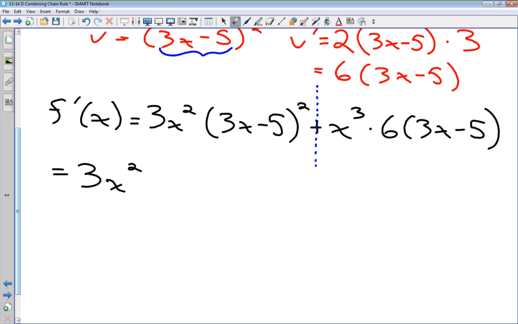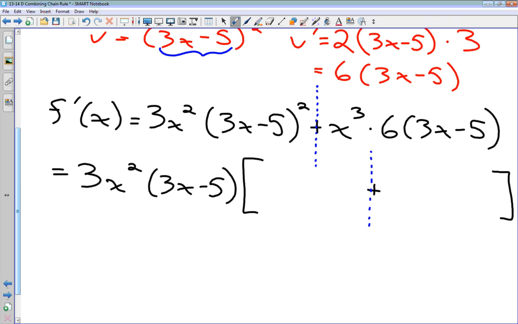Then we've got 3x minus 5, which is common to both terms. We want to factor out, again, the lowest power of 3x minus 5 that we see. So that's going to be 3x minus 5 to the power of 1. And we're going to have these big square brackets. And we're going to have two terms inside these square brackets. Okay? What's left over after we've done the factoring from the first term goes in front of the plus sign. What's left over after we do the factoring from the second term goes behind the plus sign.